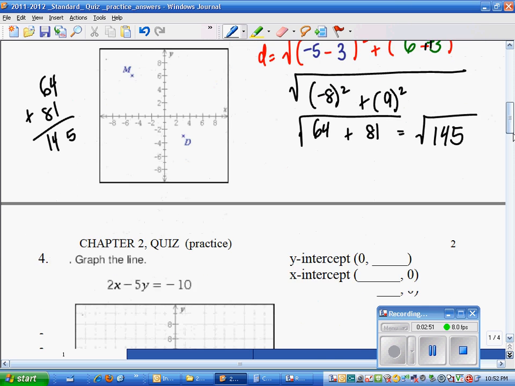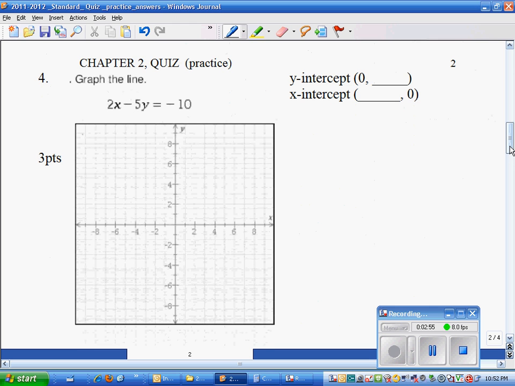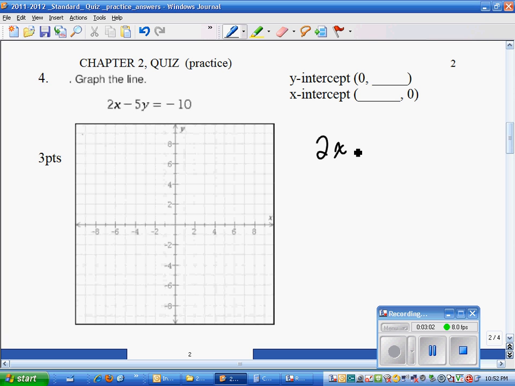For graphing a line, I'm going to use the intercepts. Here we have 2x minus 5y equals negative 10. For the x-intercept, I'm going to put a 0 where the y is, so I get 2x minus 0 equals negative 10. And in this case, x will equal negative 5. That's going to be the x-intercept. And then for the other one, for the y-intercept, that's going to be 2x minus 5y equals negative 10.